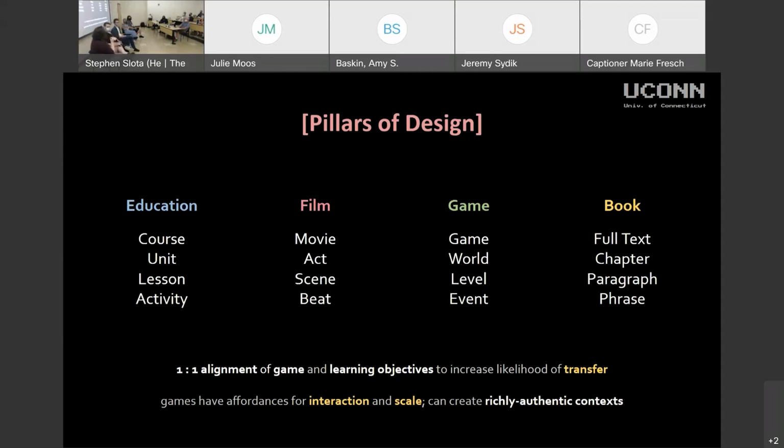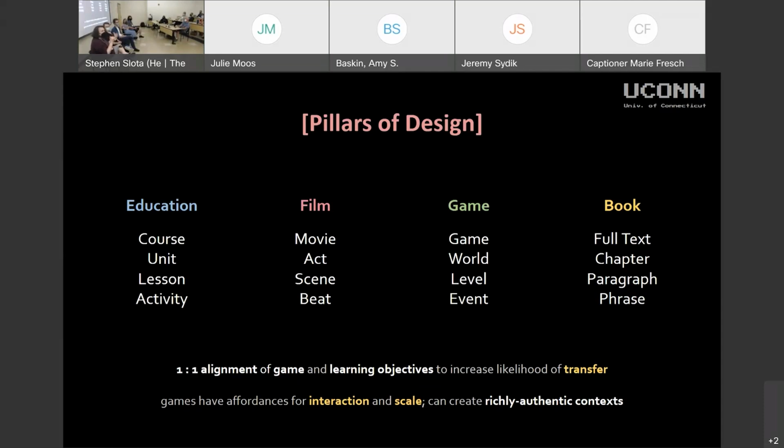So some of the real pillars of our design, when we were thinking about designing this game, is how do we think about the alignment, right? We've talked about how different media can have these different goals. What do you use a book for? What do you use a game for? How do you use them in these different kinds of contexts and ways to try and achieve different goals?